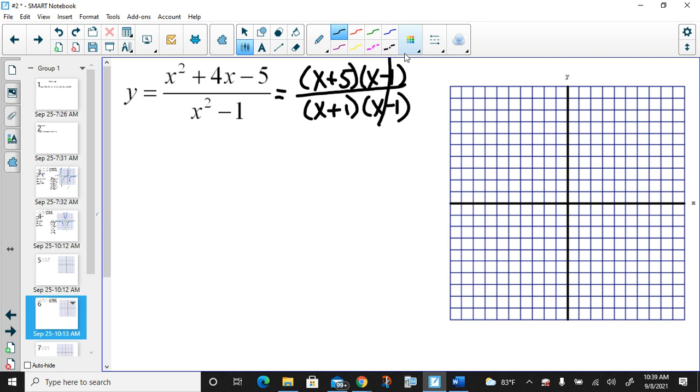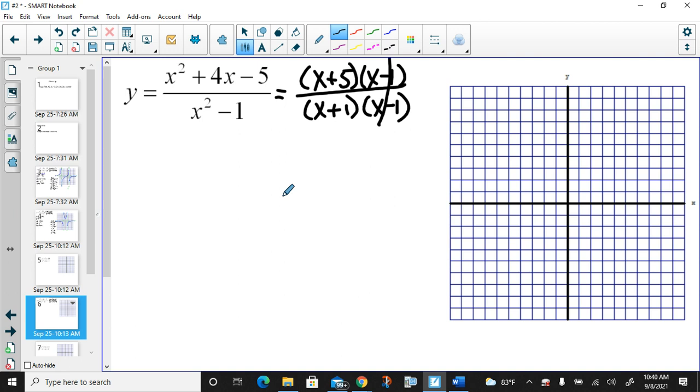What if both of them crossed out? It is possible if everything crossed out. It'd be really weird. It would just be 1, so you'd have a horizontal line at 1, but then you'd have holes at the x coordinates of where the things cancel out. So it's possible. It's very rare and very boring. You'll never see it in my class, but it's possible. When we're finding extra points, you can go to either the original problem or the factored one. It's going to be easier with the factored one. I would definitely do it on the factored one at this point.